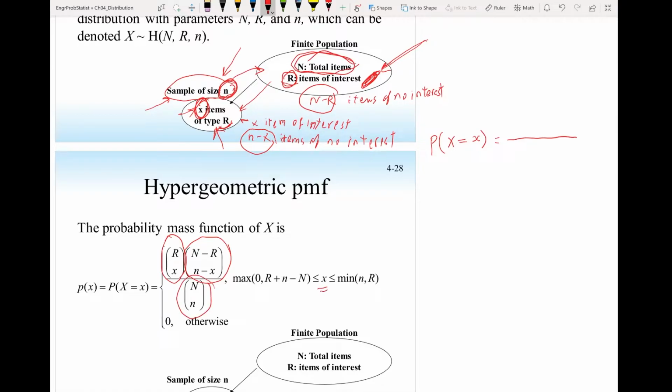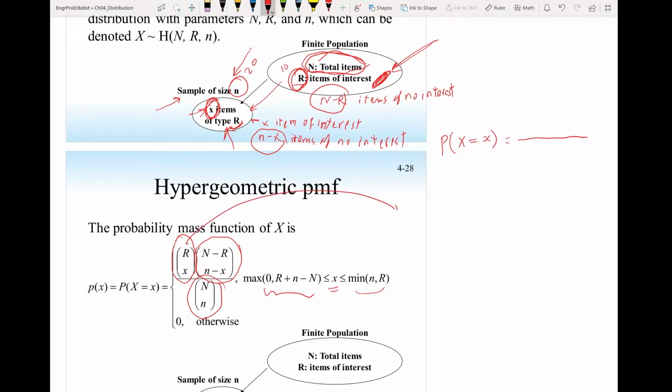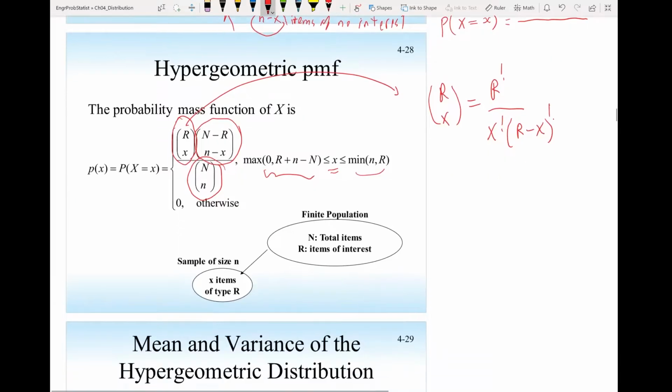And x, the number of items of interest, cannot be larger than n or R. It will be the smallest of both. I may pick here 20 items, but items of interest in the population are only 10. So x cannot exceed 10. And the minimum value for x is the maximum of 0 or R plus n minus N. And the combination, just a reminder, is R choose x equals R factorial over x factorial times R minus x factorial.